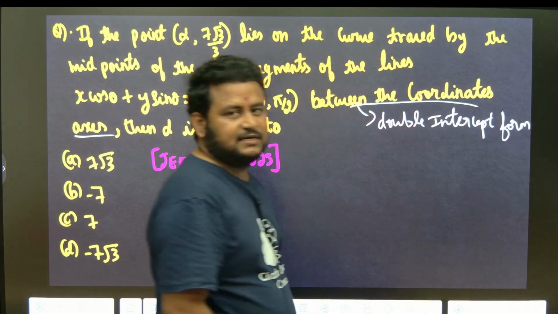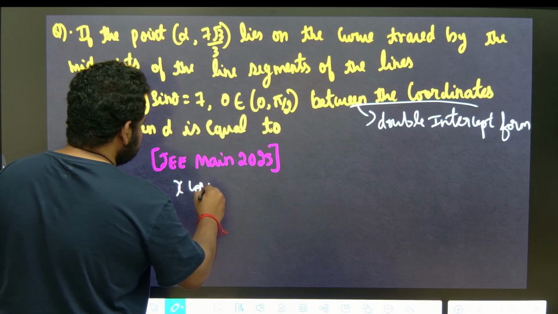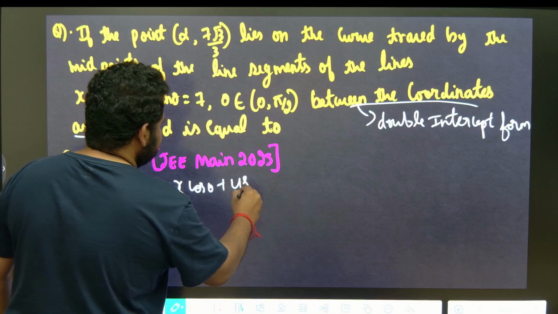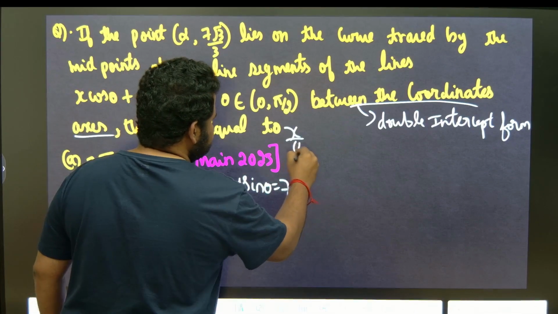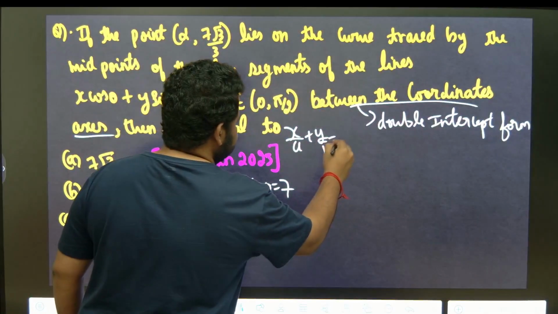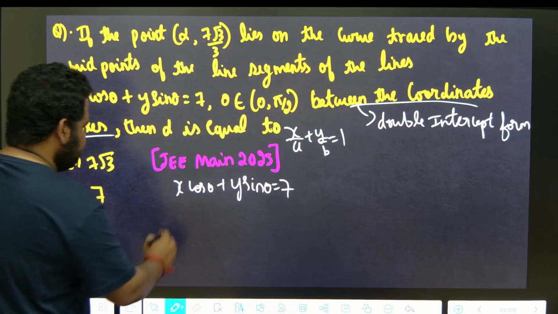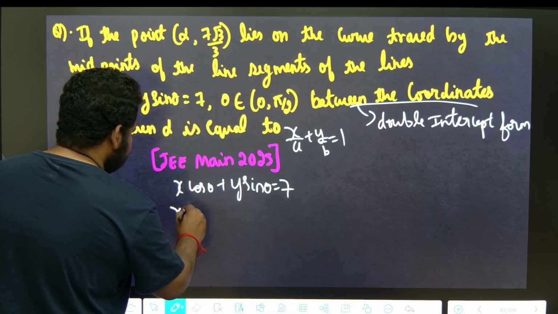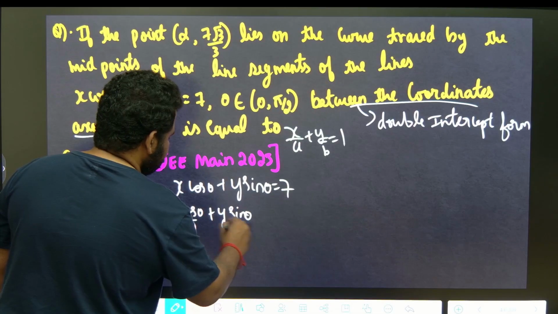This is the double intercept form. Now they have given x cos theta plus y sin theta is equal to 7. But the standard equation of double intercept form is x by a plus y by b is equal to 1. That means RHS should be equal to 1, but here I have 7. So the entire thing I will divide by 7. I will get x cos theta by 7 plus y sin theta by 7 is equal to 1.